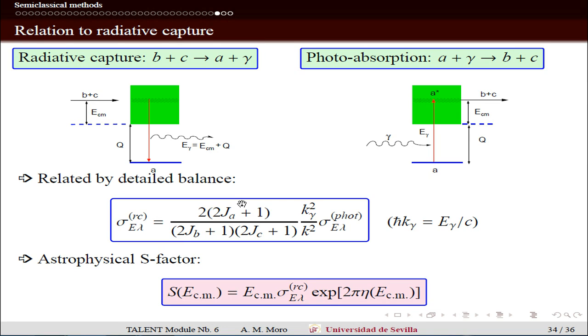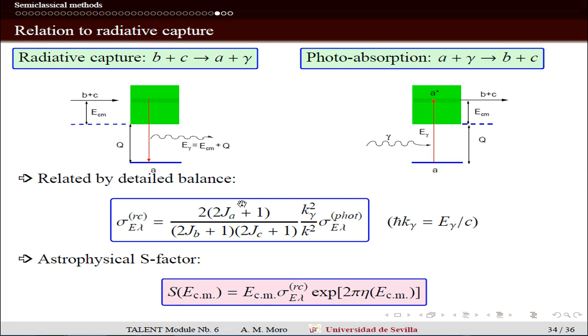So many times, instead of referring to this quantity, that is something that decays very fast, one tries to extract from this radiative capture this exponential factor by multiplying by the exponential with the positive argument, with the hope that the resulting quantity depends weakly on the energy. So we get something that goes to zero in a more or less smooth way. So this is called the astrophysical S factor. And this is a very important quantity to quantify the importance of the radiative capture.